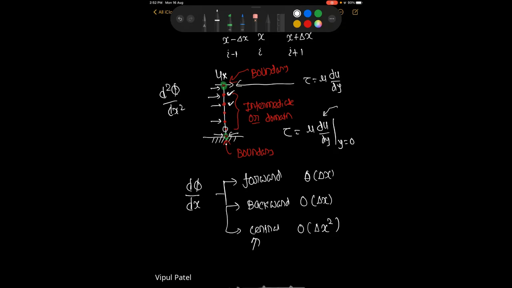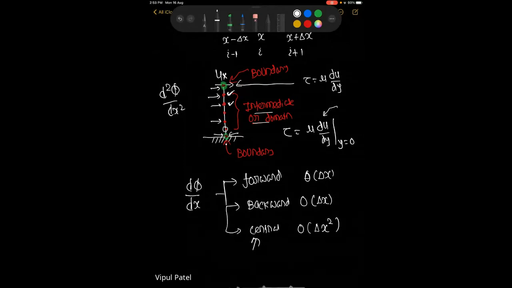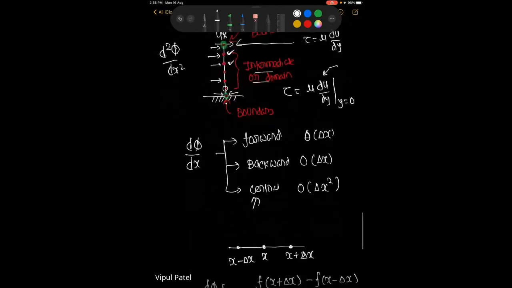So I hope the purpose of having higher order accuracy is clear. We can use central difference approximation for the intermediate domain and get second order accuracy. But when it comes to the boundary node, we cannot use central difference approximation because sufficient nodes are not available to us. In that case, we need some other formulation so that we can get higher order accuracy, or you can say maintain the second order accuracy. I'll start deriving those kinds of expressions.